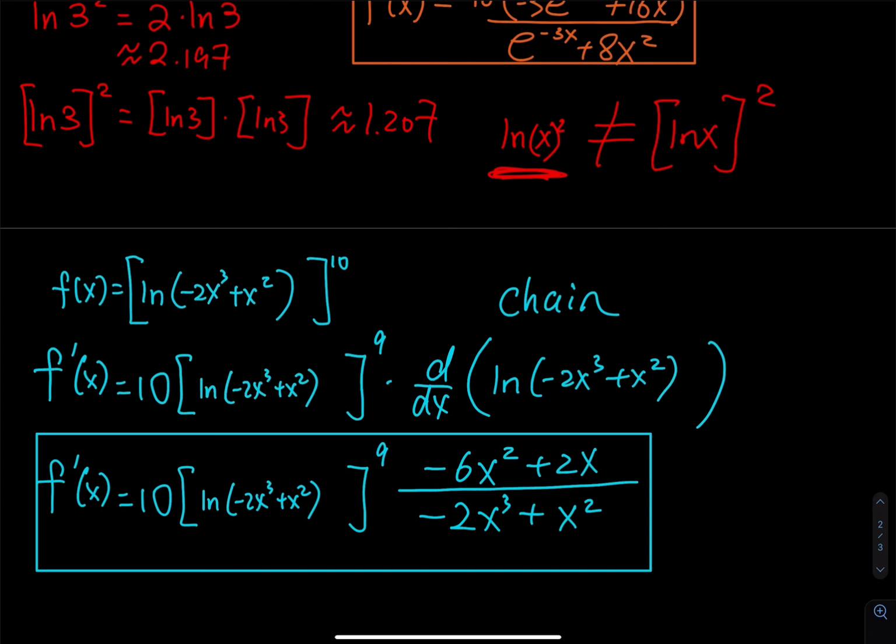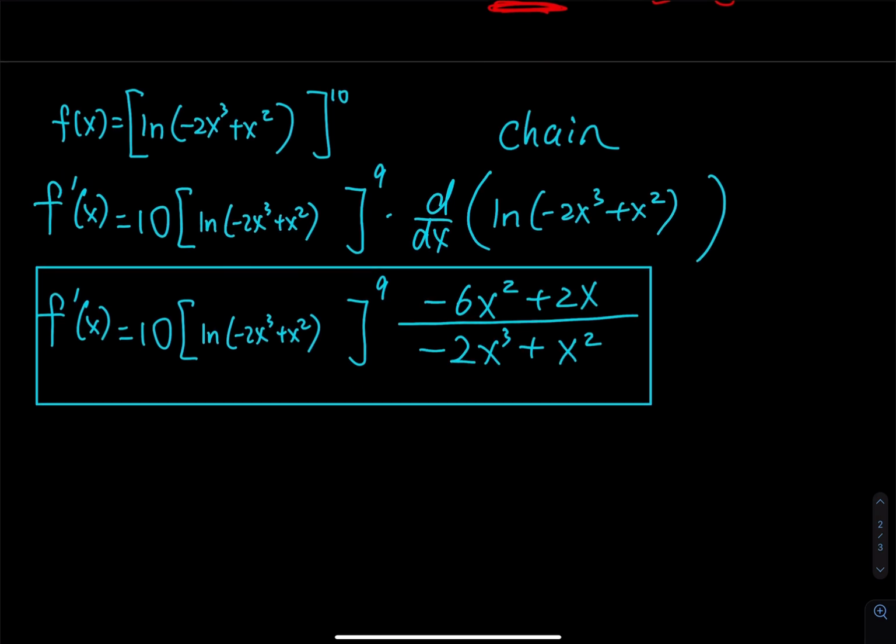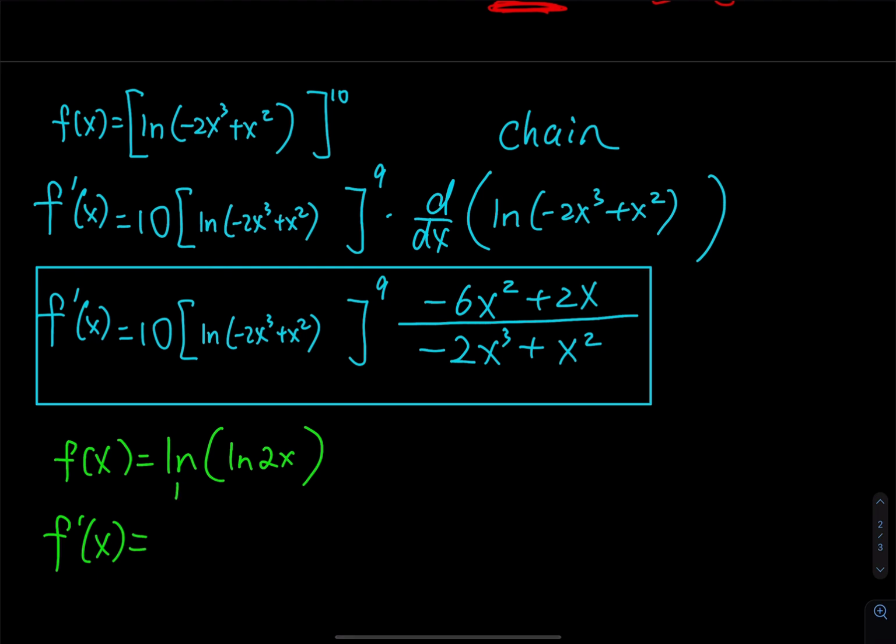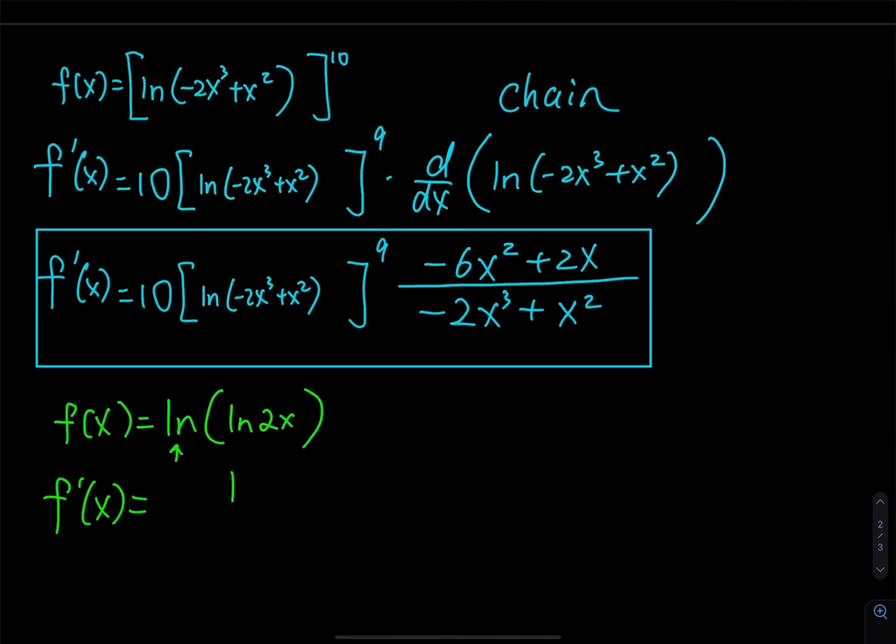So let's take a look at this weird function. So the very last function I gave you is this, right? I gave you f of x equals ln of ln of 2x. And then f prime of x, so first we take care of the ln outside, which is right over here. That becomes 1 divided by ln of 2x.